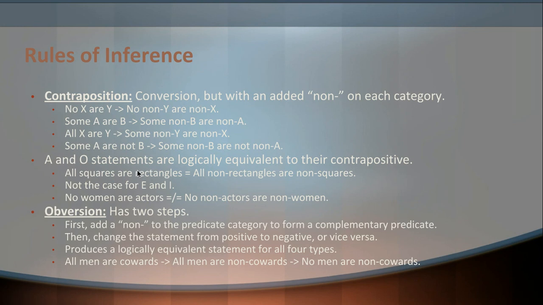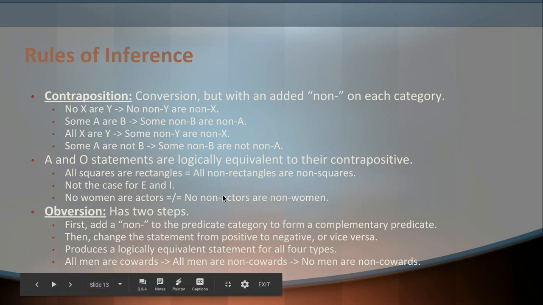Now, if we do contraposition to it, we flip it around and form the complementary predicates. We slap a non on each one. All non-rectangles are non-squares. Well, that ends up being true, just like in the first case. If something's not a rectangle, it can't be a square. If it's got only three sides, it can't be a square. If it has hair, it can't be a square, and so on and so forth. Now, E and I statements do not form logical equivalents when we perform contraposition on them.